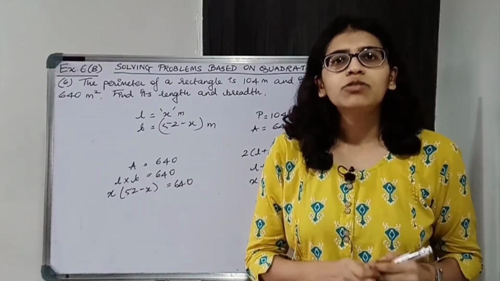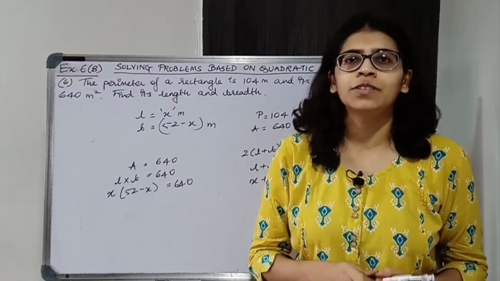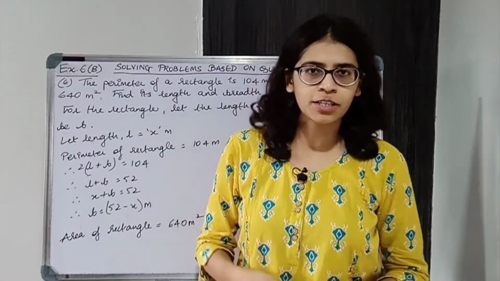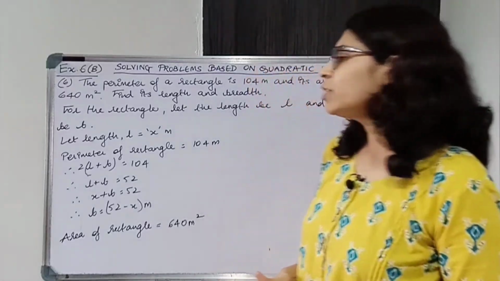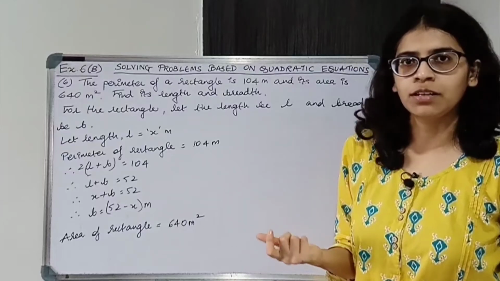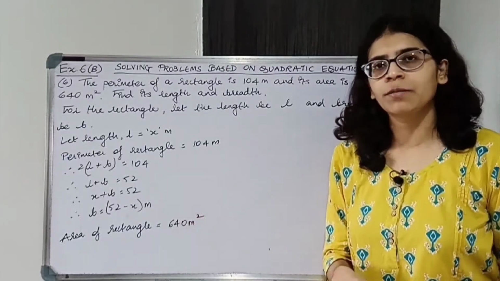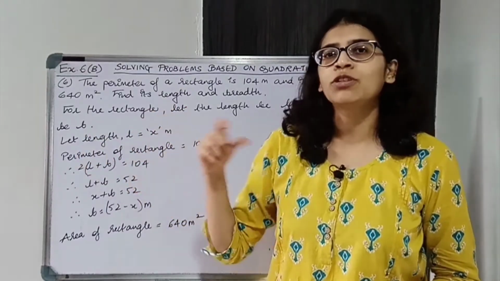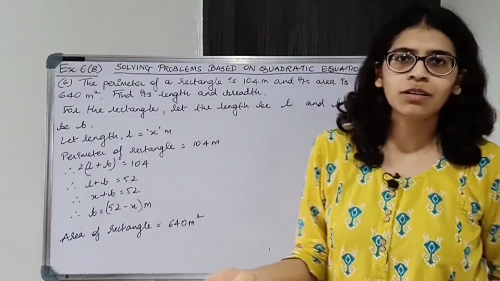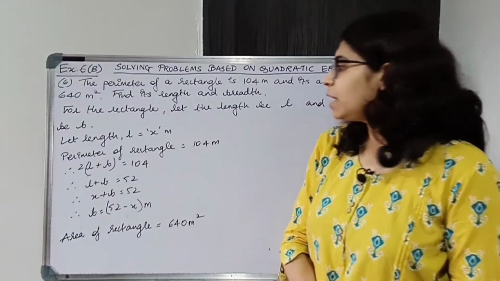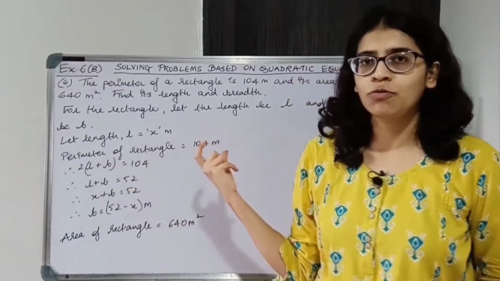So let us write down the given in proper manner and start with the solution. You have to write down a few statements. I have already written down over here. Now for the rectangle, L represents length and B represents breadth. Okay, so short form में लिखेंगे हम लोग यहाँ पे. Now length I have taken as x meter. You can also take breadth as x meter. Okay, does not matter. So using the first condition, perimeter of the rectangle is 104.